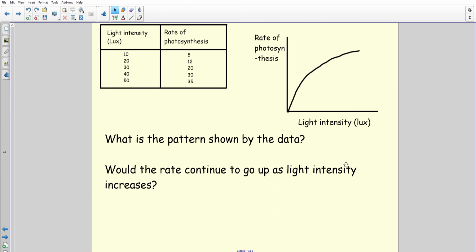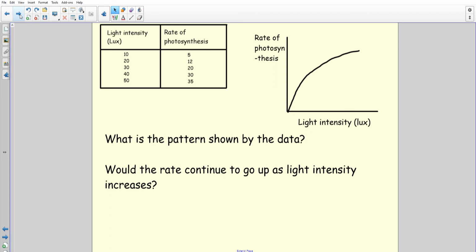And what would happen if we started increasing the light intensity even more? So if it kept going like 60, 70, 80, 90, 100, what would happen to the rate of photosynthesis, do you think? Okay, so just a 30-second discussion, so pause the video again now.